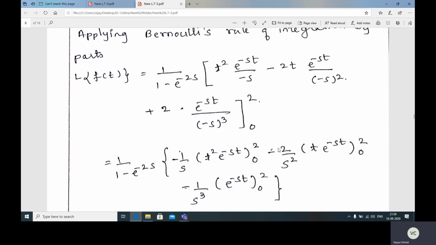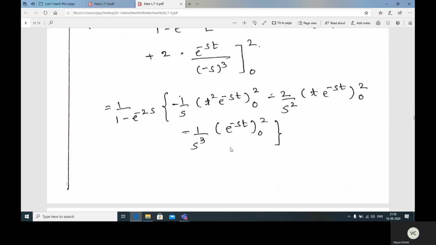Minus, right? Why minus? Minus s raised to 2 is plus, and plus into minus is minus 2 by s square outside, t e raised to minus st, t varies from 0 to 2. Next, minus 1 minus s, you multiply 3 times. So you'll get this as minus s cube. This plus this minus will be minus 2 divided by s cube e raised to minus st, t varies from 0 to 2.